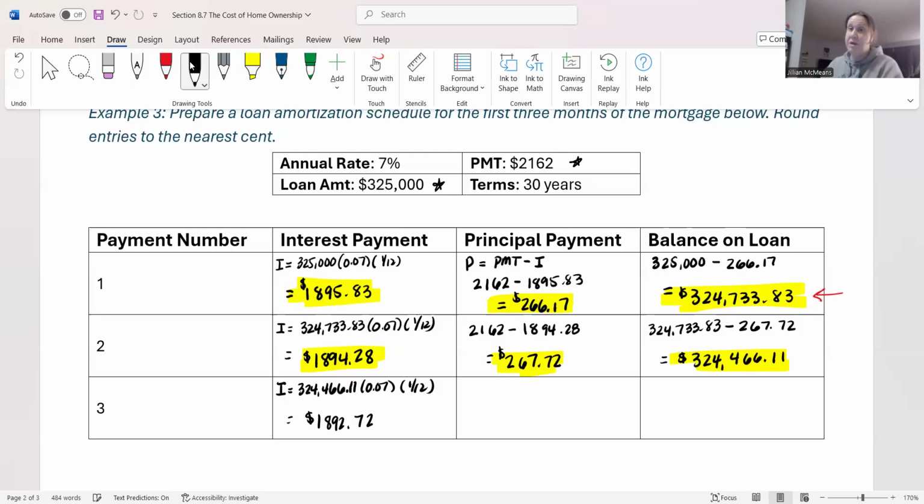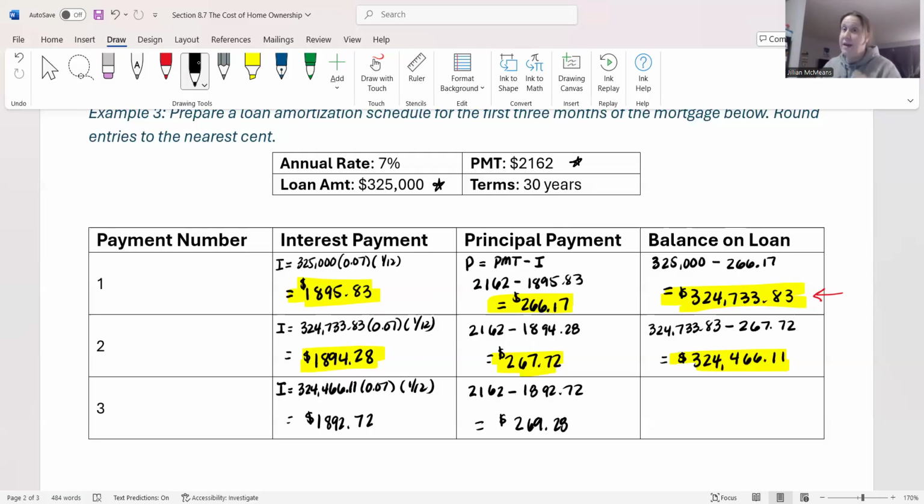And let's figure out how much actually goes to pay off our loan. So we would take the regular payment of $2,162, subtract $1,892.72. Whatever is left over goes to actually paying down our mortgage. So 2162 minus 1892.72. So this month, $269.28 goes to the actual balance of our loan.